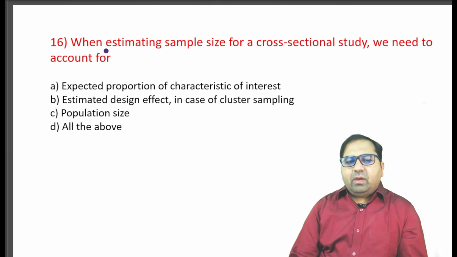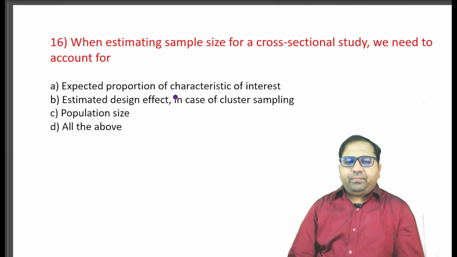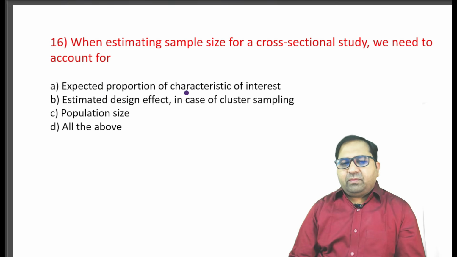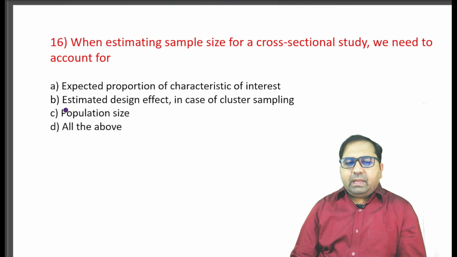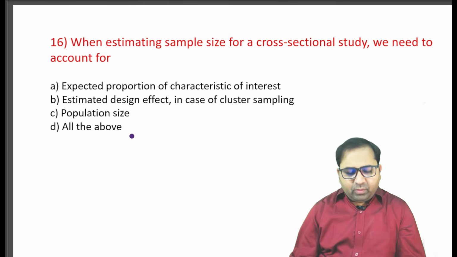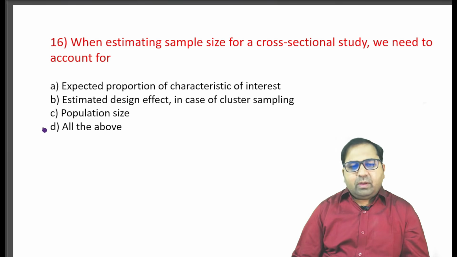Next question. When estimating the sample size for a cross-sectional study, we need to account for the following. The options are A. Expected proportion of characteristic of interest. B. Estimated design effect in case of cluster sampling. Or C. Population size, or all of the above. The answer for this is that it is all of the above.